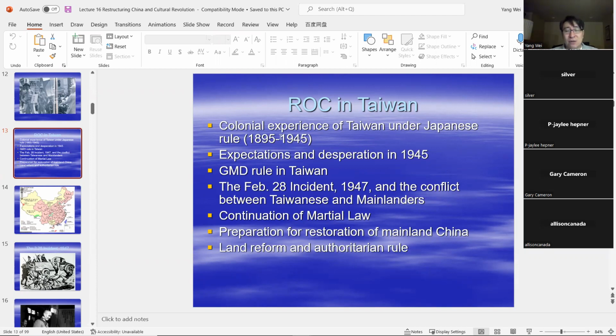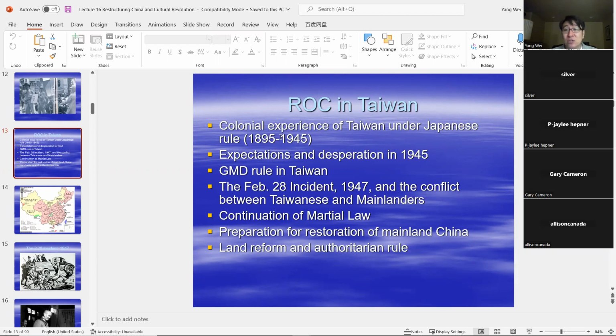So when World War II broke out, Taiwan certainly provided Japan with its own resources and manpower. For example, many Taiwanese served in the Japanese Imperial Army invading China, because many Taiwanese can speak Chinese, right? So they worked as interpreters for the Japanese Imperial Army during World War II.